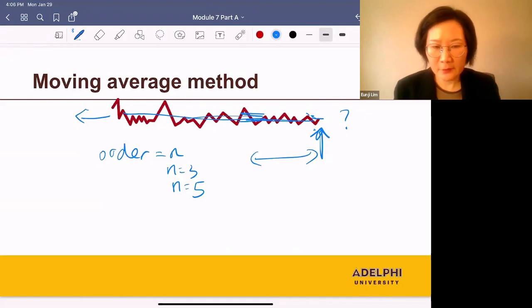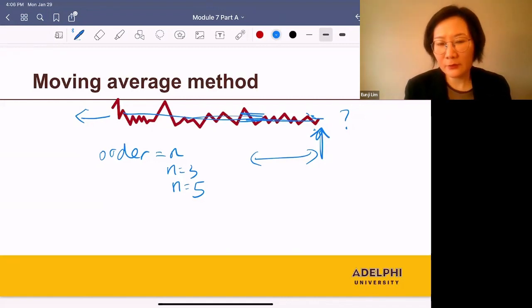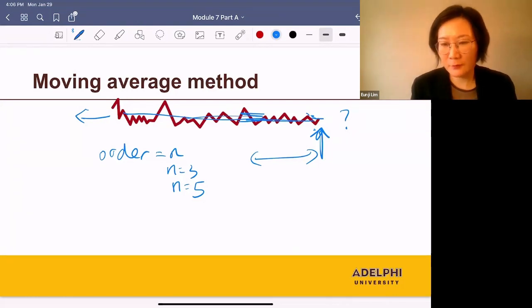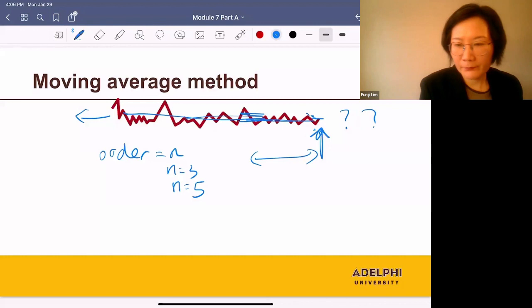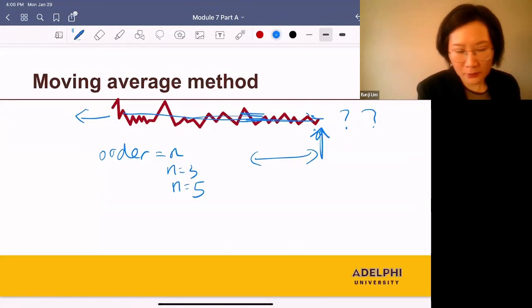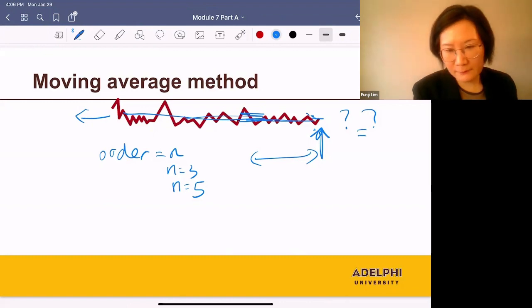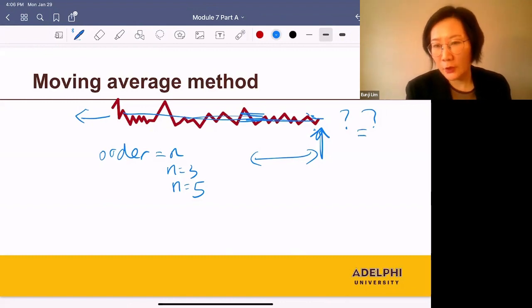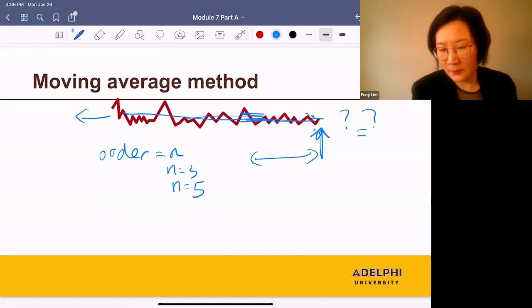You may ask the following question. We know how to make a forecast for tomorrow, but how can you make a forecast for the day after tomorrow? The answer is the forecast for the day after tomorrow is the same as the forecast for tomorrow because we know the data set is horizontal, the sales are not changing. In other words, the forecast for any future time period is the same as the forecast for tomorrow.